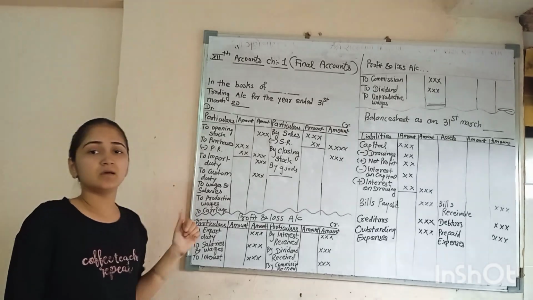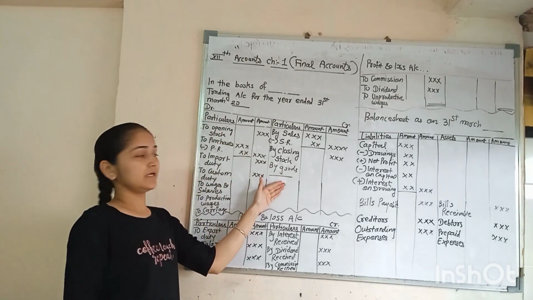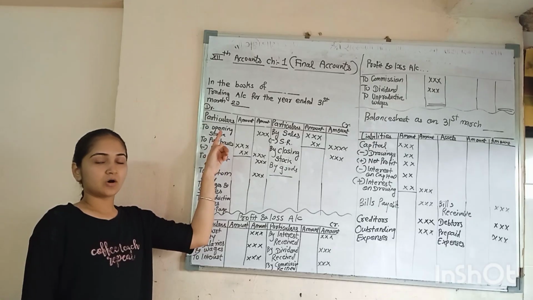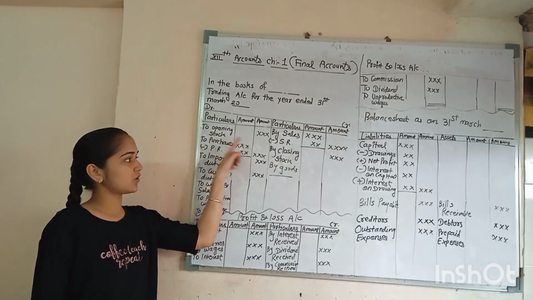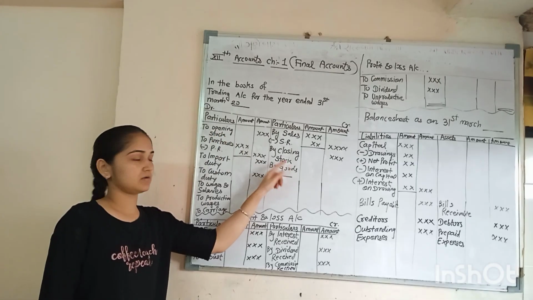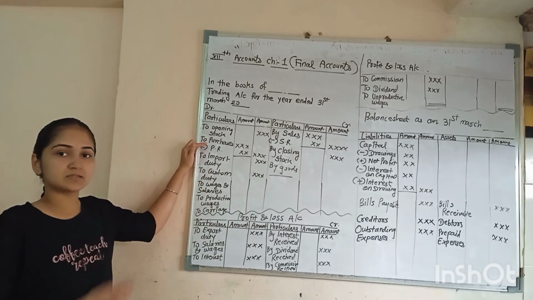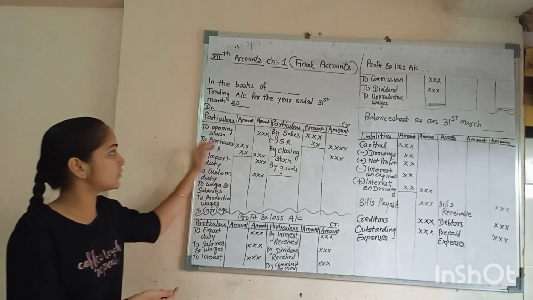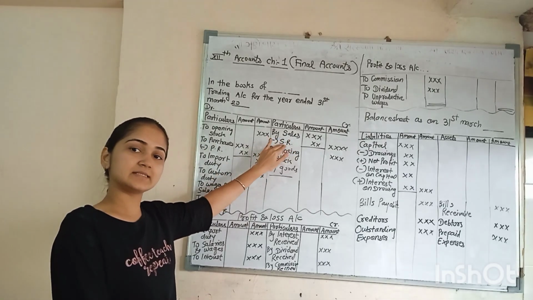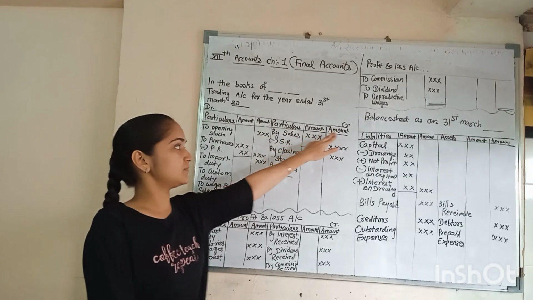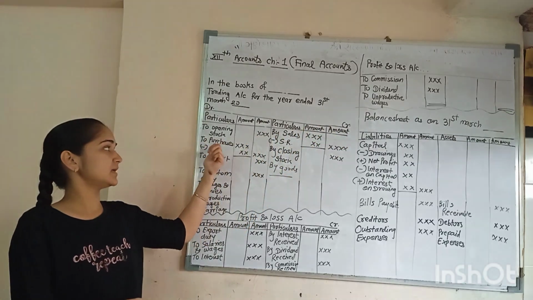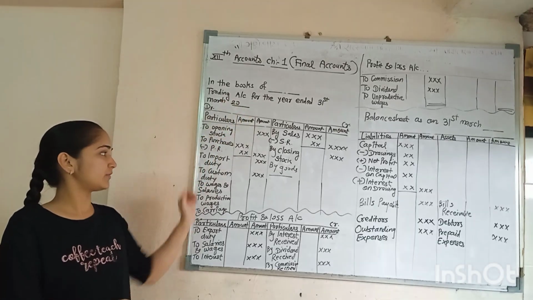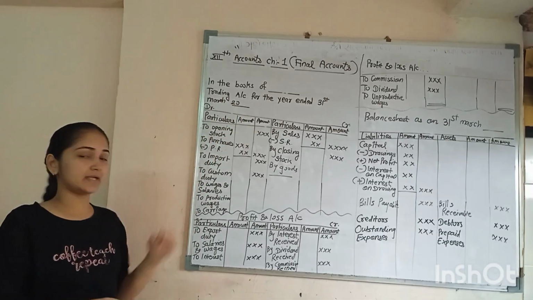On the debit side it is opening stock, on the credit side you all know closing stock. Again, on the debit side it is opening stock, on the credit side it is closing stock. Next thing you can remember easily is purchases less purchase return, which is the opposite of sales less sales return. Sales return comes on the credit side and purchases and purchase return come on the debit side in trading account.